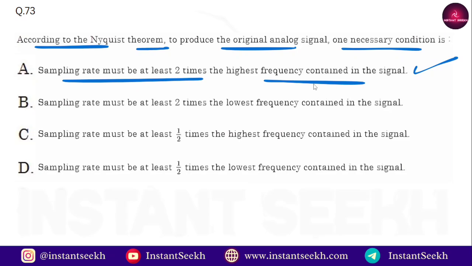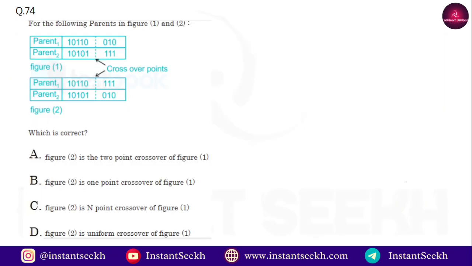Now, what is the Nyquist theorem? The Nyquist theorem is a sampling theorem that states that in order to accurately reconstruct an analog signal from its samples, the sampling rate must be twice the highest frequency present in the original signal. So option number A is your right answer for this particular question. Let's see question number 74.